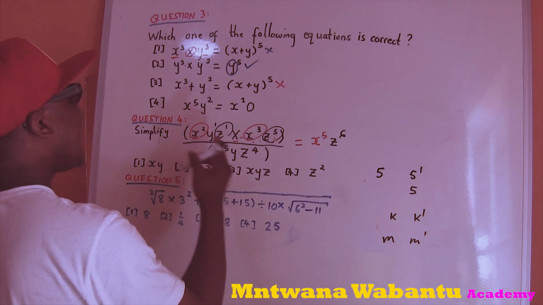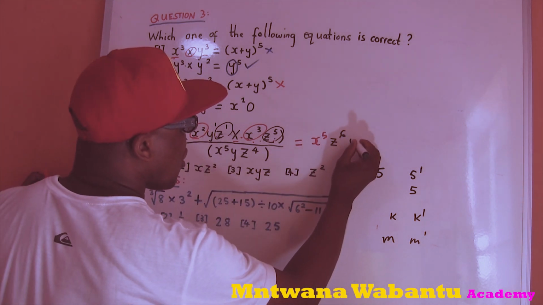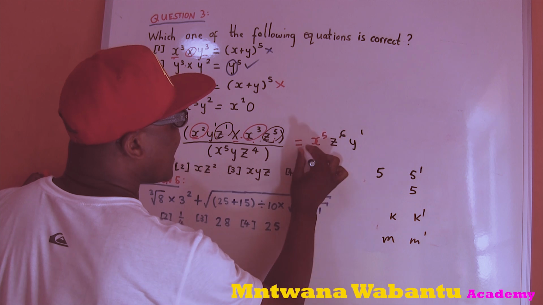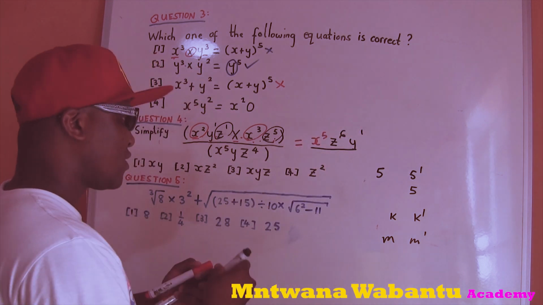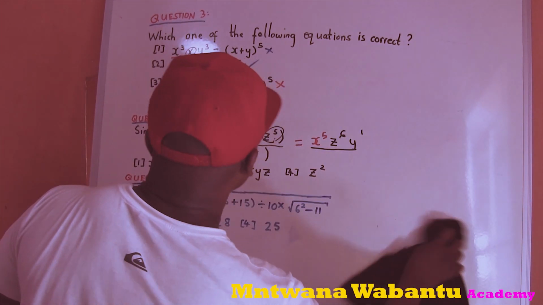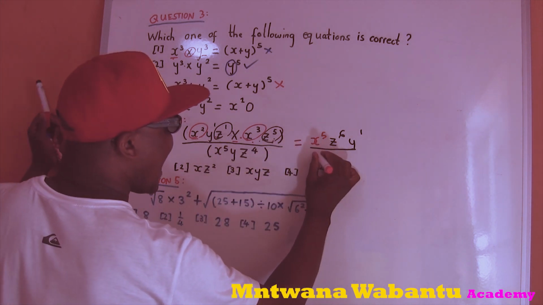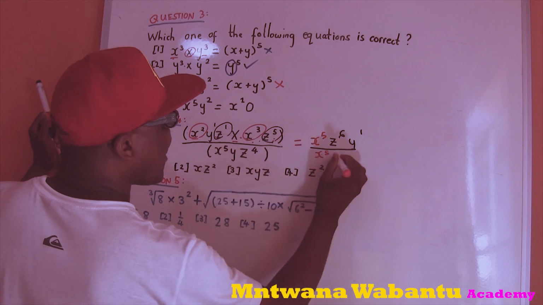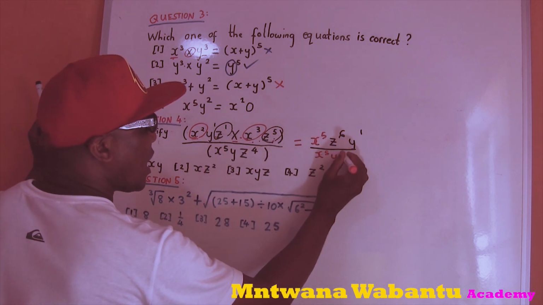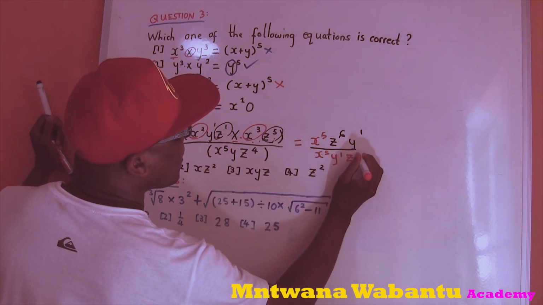Y doesn't have any friend, so I'll just write y, but its power is 1, and then we go over and make a space. Then over at the denominator we do the same thing. But for the denominator, let's write it how it is. It's just x power 5, and then we have a y. Since there's no power, I'm going to put power 1, and then have a z power 4.